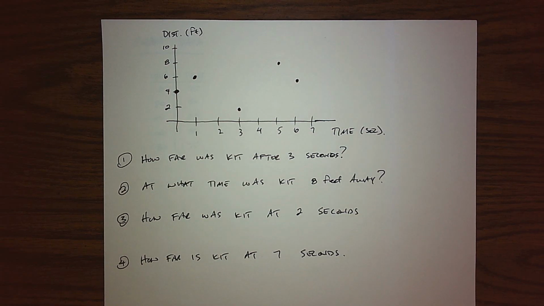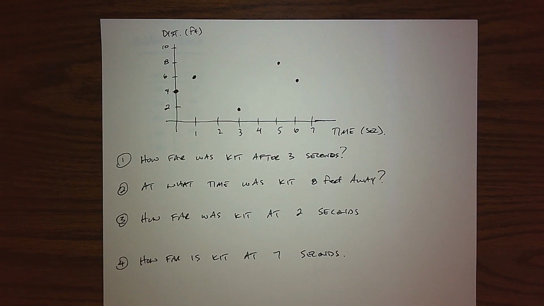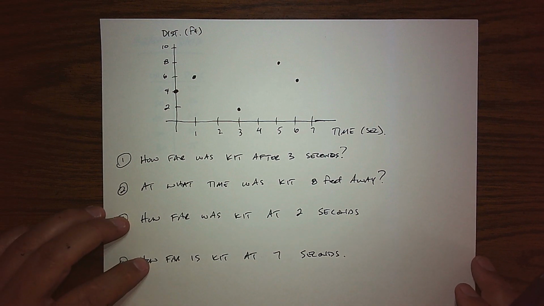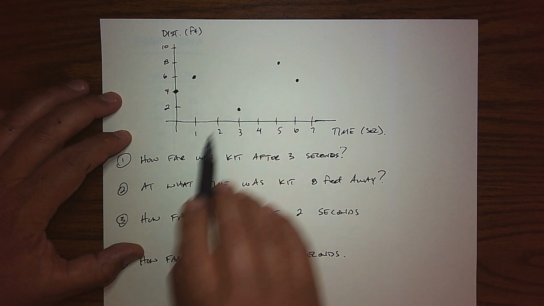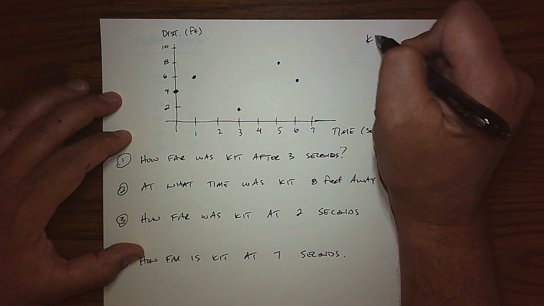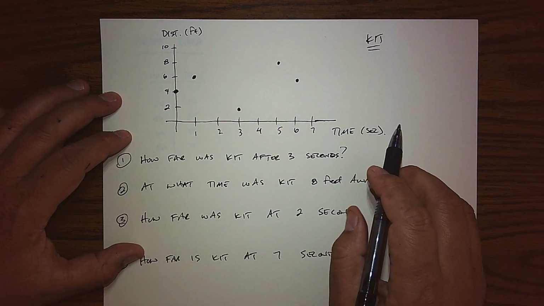Okay, so now that we know what a graph is, a visual representation of data, what we use graphs for is to look at a situation and answer questions. So that's what's happening in this next video. What I have is a scatter plot of my grandson Kit walking away from me.